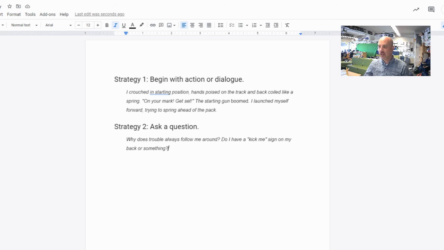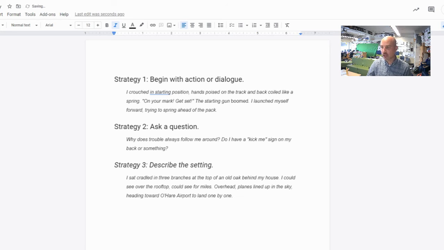Strategy number 3 is describe the setting. And this is a really good one for science fiction. "I sat cradled in 3 branches at the top of an old oak behind my house. I could see over the rooftop, could see for miles. Overhead, planes lined up in the sky, heading toward O'Hare Airport to land one by one." You need to do imagery anyways for this story, using sensory details. So you could start right off in your setting, describing it in specific details, so they get your reader to really put themselves in that spot in your world that you've created.